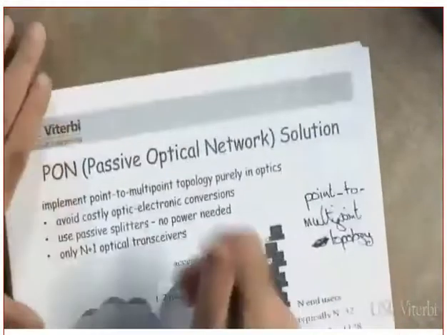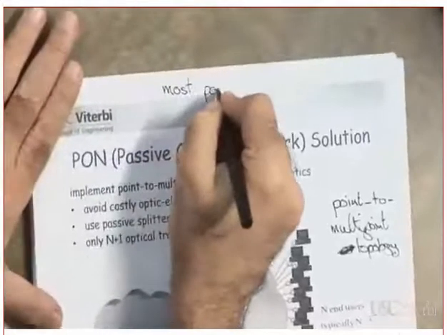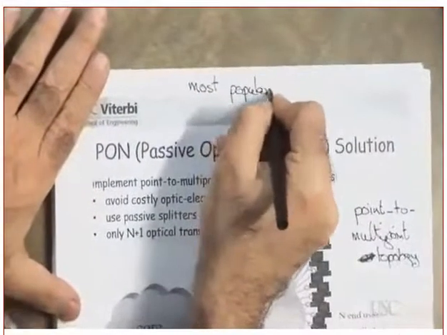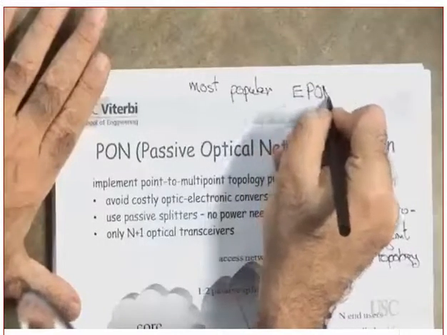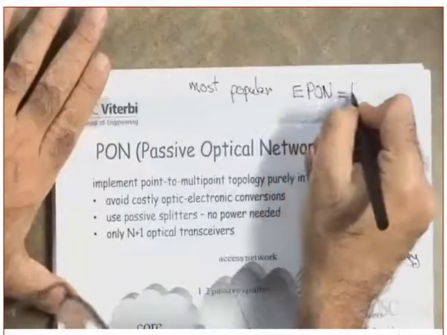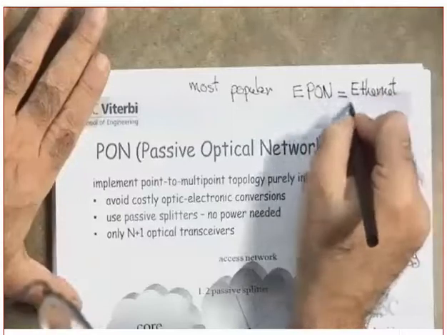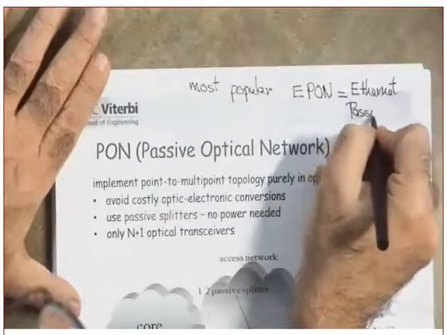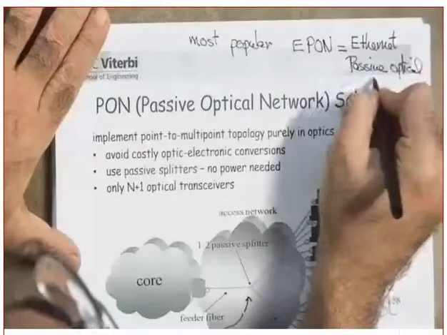Now, most popular, by the way, is what is known as EPON. What does EPON stand for? Ethernet Passive Optical Network.